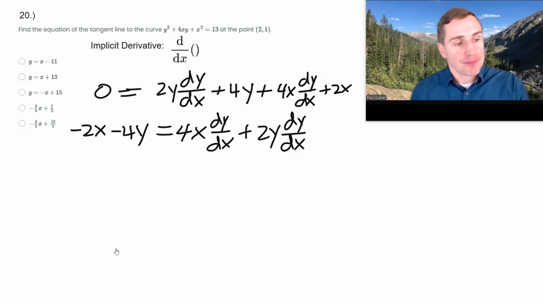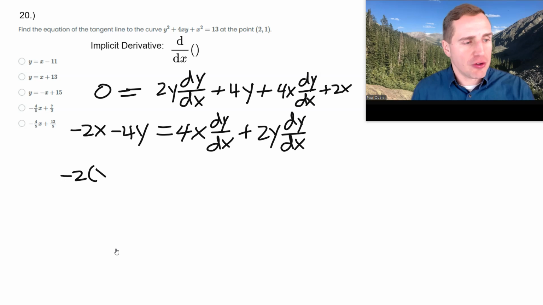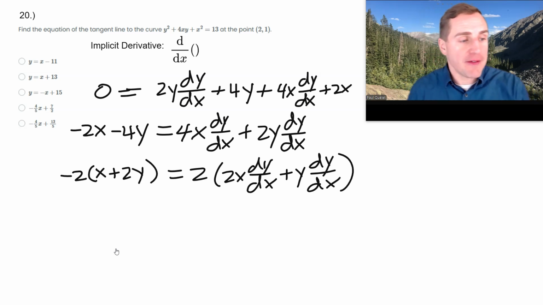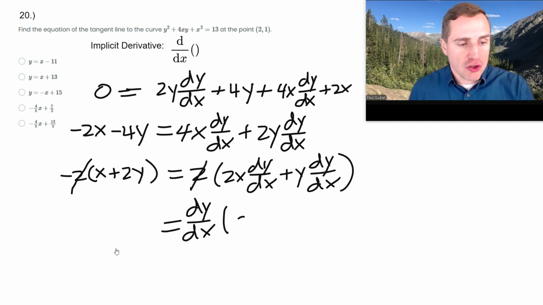Now notice, we have a couple of ways we can simplify here. I can factor out -2, and then we have x plus 2y. I can also factor out a 2 here, so we've got 2x dy/dx plus y dy/dx. Now, since all the terms are even, we can just cancel this 2. Then we need to factor out dy/dx. So that's dy/dx times (2x plus y).